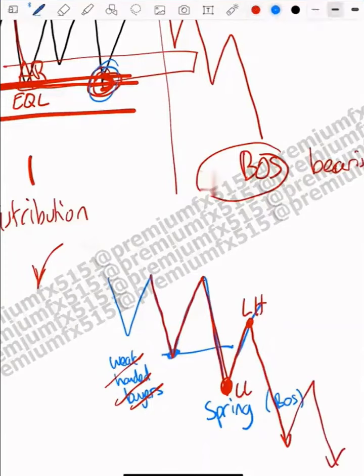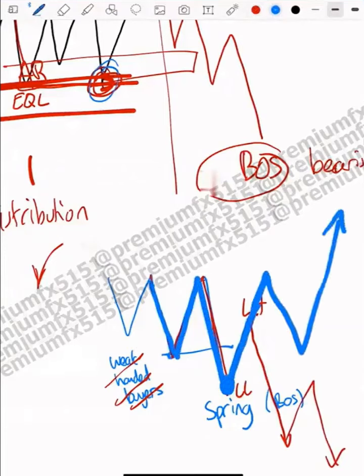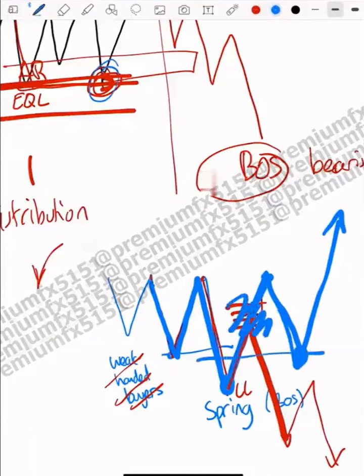So when you have the real spring over here, and then you have this, and then it comes up here, and then you have your test. We have taken out the people that were selling. People that were selling here, their stop losses are here. So when you have that spring, their stop losses are taken out, and then you have that test, which is a mitigation of IFC to continue up.